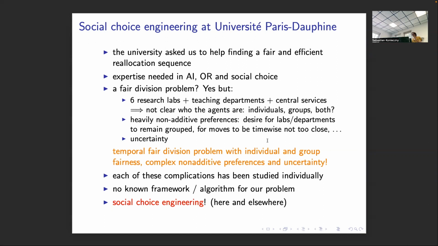Each of these complications has been studied individually. But any combination of two complexities, no. So this combination, absolutely never. And this is where engineering is different from research. We have to solve this problem. So this is an instance of social choice engineering. I have lots of other examples in mind, but this is something to be discussed.